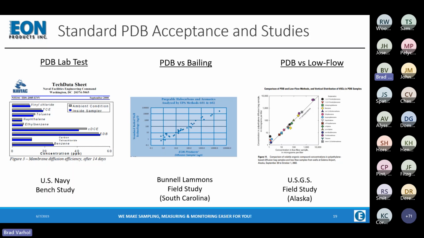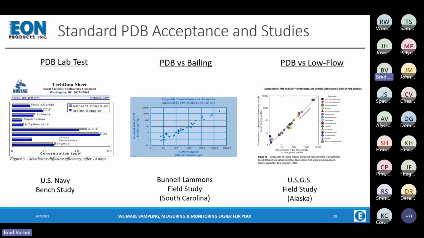If you look at the second graphic, this is an early example of a PDB versus bailing, and this was conducted by a consultant, Bunnell Lammons in South Carolina. This is a one-to-one data plot. So we take a sample from a well using a bailer, and then we also take a sample from that same well at a point close in time with the PDB, and we plot those results as one-to-one pairs, and the closer we get to a straight line, the more those two compare. And in this case, we have a very close comparison here, illustrated by the trend of those dots.